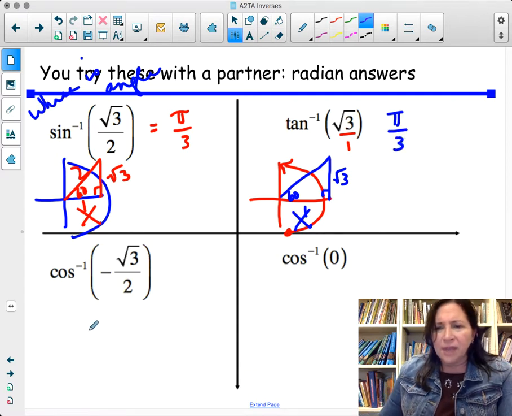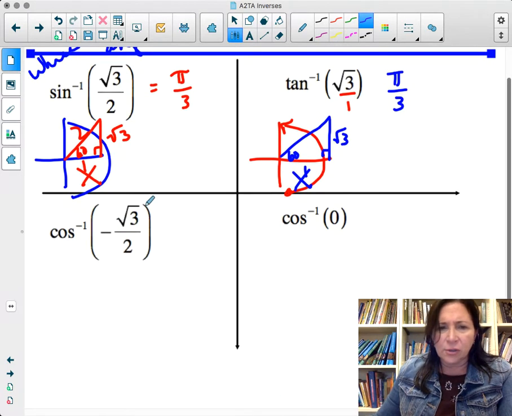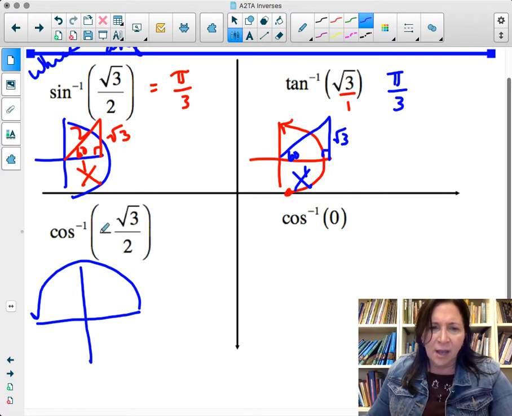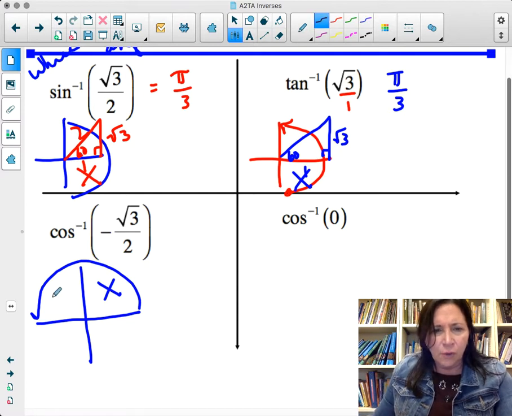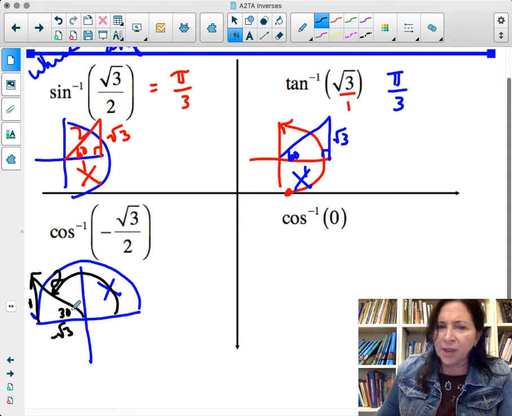So the next problem is saying, where is cosine negative root 3 over 2? Remember, cosine's restricted values go from 0 to pi. And because this is negative, it's not going to be in the first quadrant because that's positive. So we're over here in the second quadrant, right? Cosine is adjacent over hypotenuse. Across from 1 is the 30-degree reference angle, which is pi over 6. But to get from here to here is 5 pi over 6.